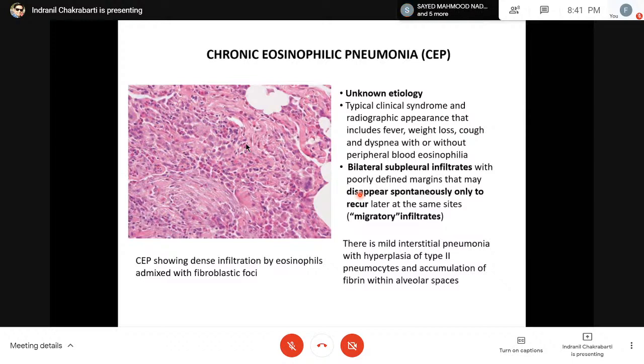There is mild interstitial pneumonia with hyperplasia of type 2 pneumocytes and accumulation of fibrin in alveolar spaces. But the most characteristic feature is the presence of numerous eosinophils, dense infiltration by eosinophils along with fibrosis. Just like its acute counterpart, chronic eosinophilic pneumonia is also of unknown etiology.